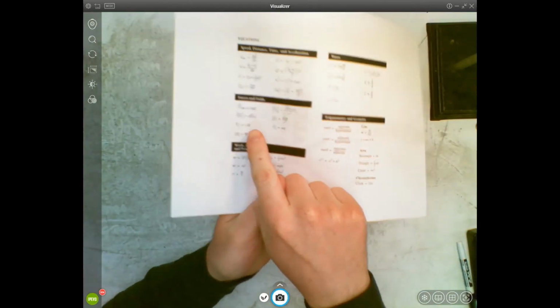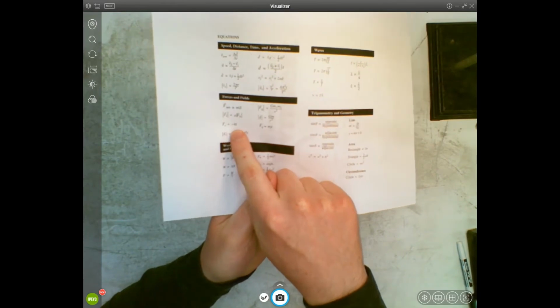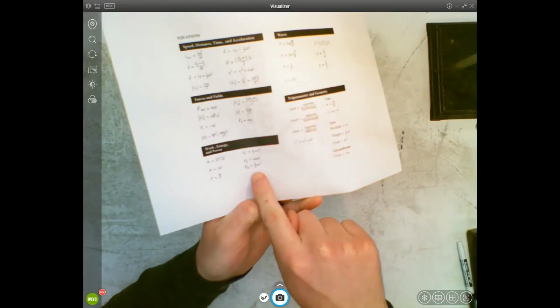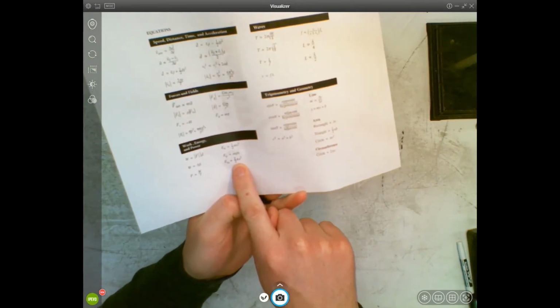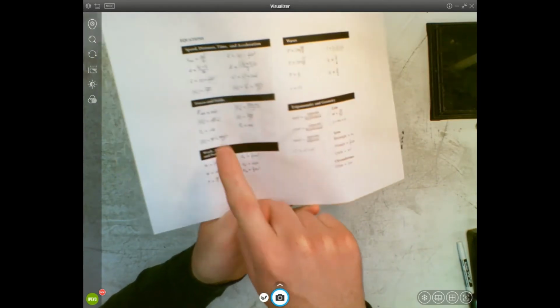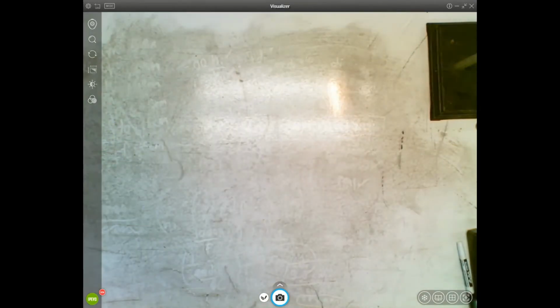So if you want to find the first one, the spring force, you find that under this forces and fields category. So there's Fs equals kx. If you want to find spring potential energy, then you're going to be using this one down here, right? So they're in different spots and they're for different things. Forces in newtons, energies in joules. Don't mix them up.